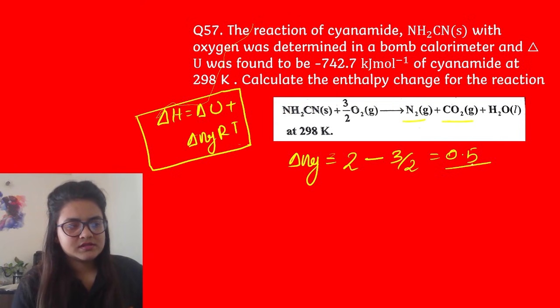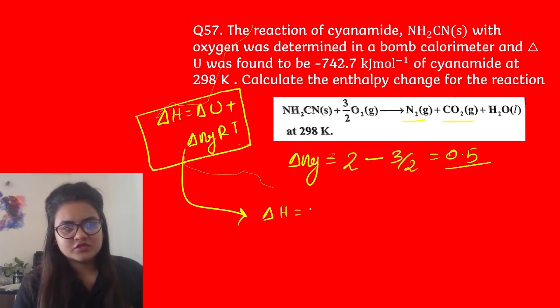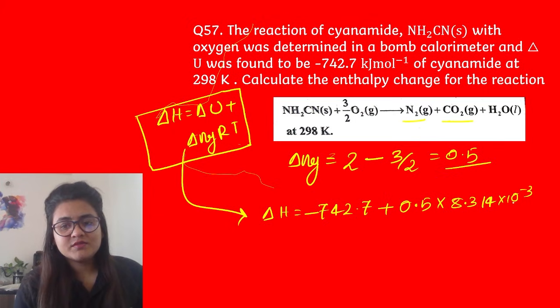So now let's put everything in this equation. Delta H is going to be, so what is the U value? Minus 742.7 kilojoule plus 0.5 into 8.314 into 10 power minus 3. Why am I doing it? Because U is given in kilojoule. That's why here also with R I am multiplying by 10 power minus 3. And temperature is given as 298 Kelvin.